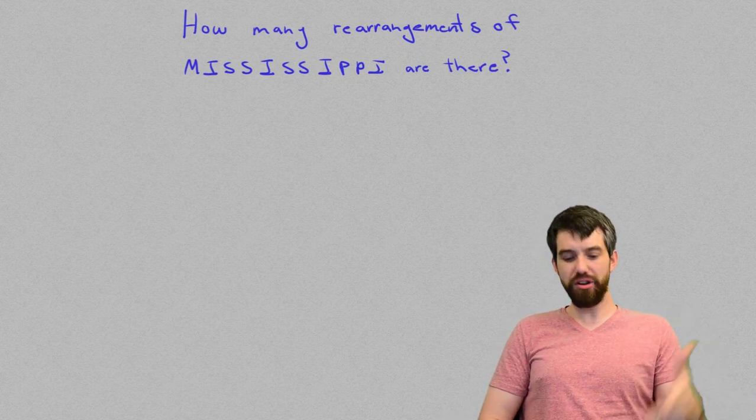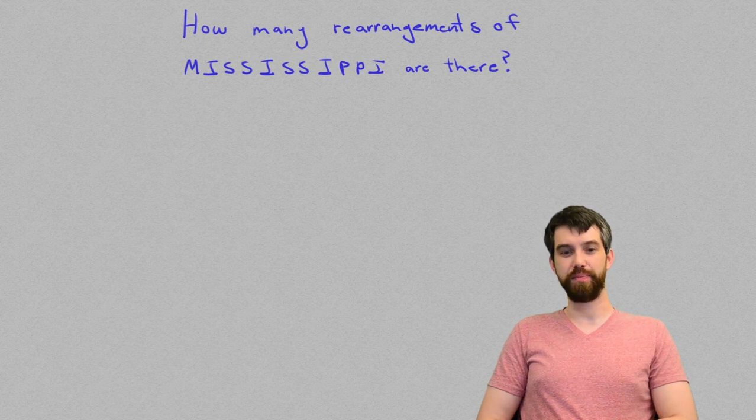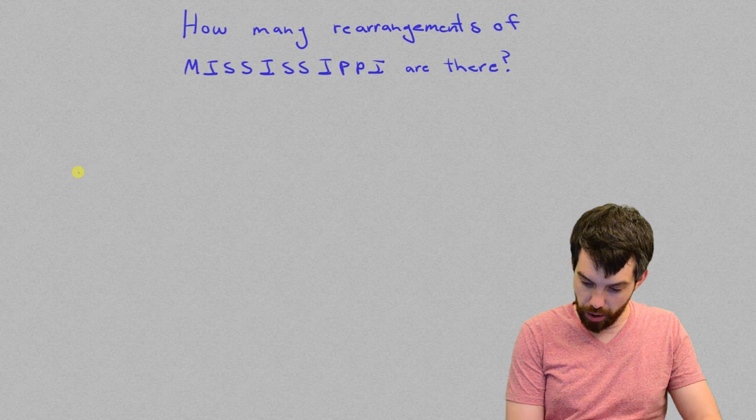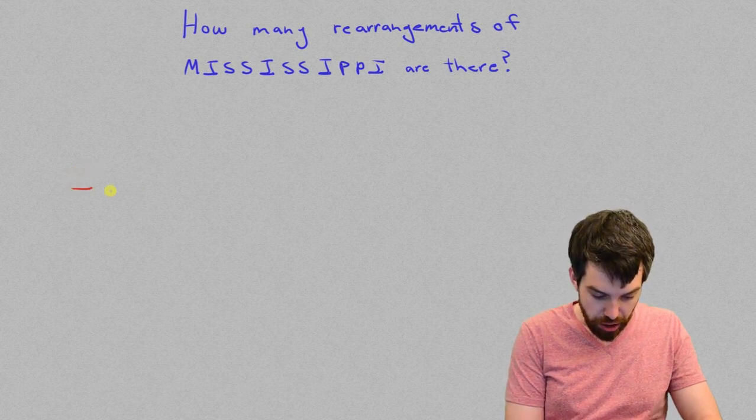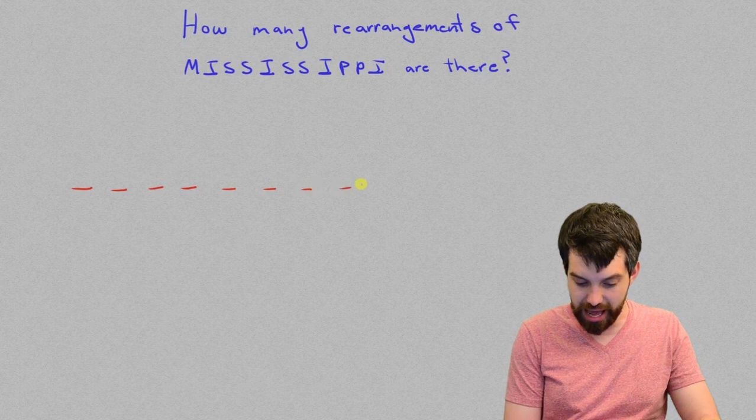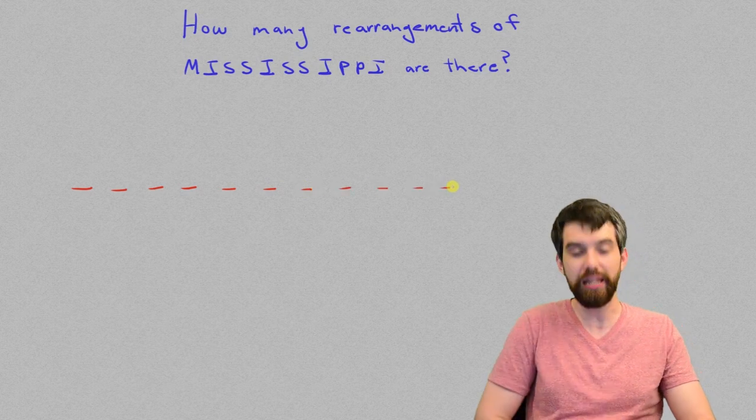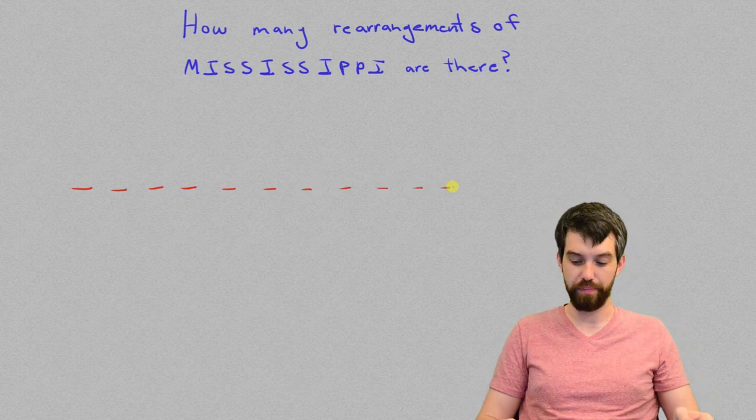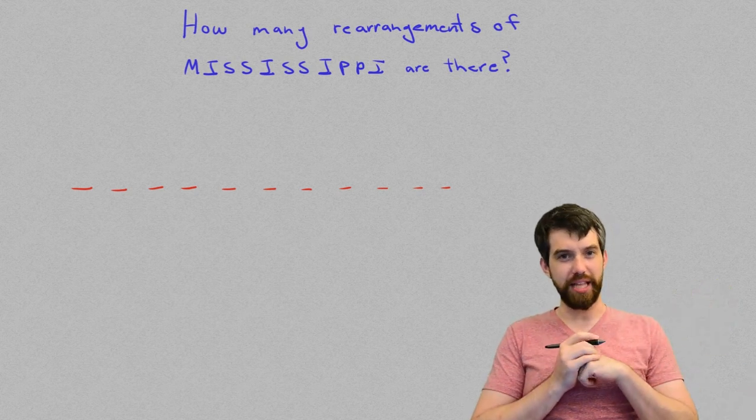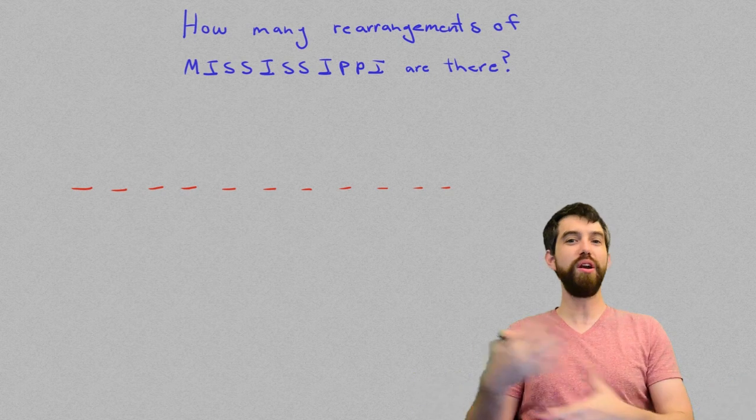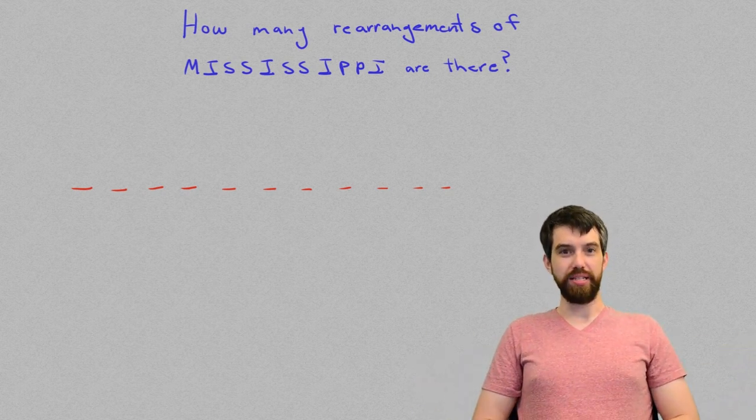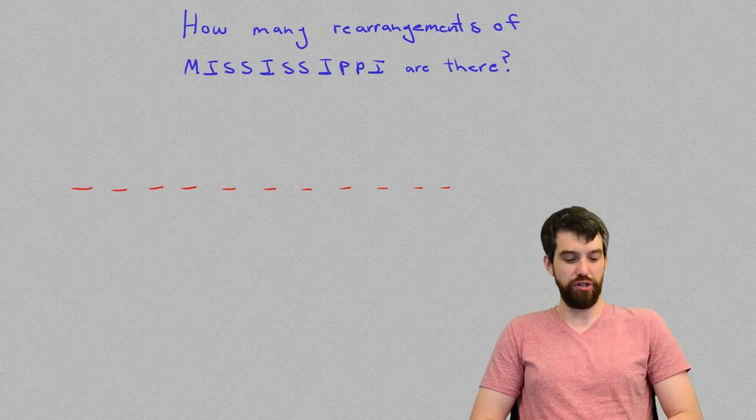So here's how I can try to analyze a situation like this. There are, I think, 11 letters in this particular word. So what are we going to have? 1, 2, 3, 4, 5, 6, 7, 8, 9, 10, 11 letters that we have to fill in. Now, the way I'm going to think about slotting these in is I'm first going to decide where all the S's are going to go. We've got four of them, so let's pop the S's in first just for fun.